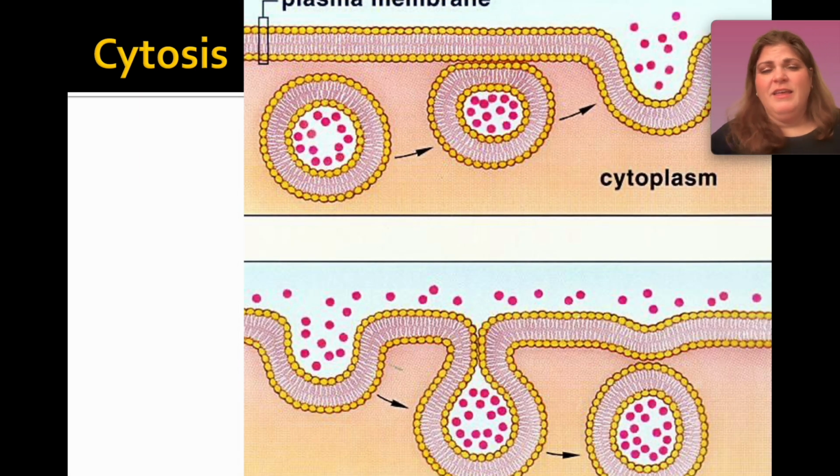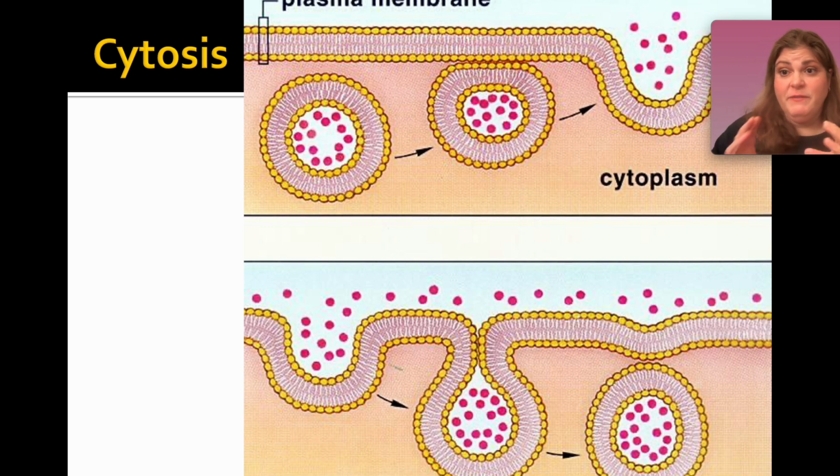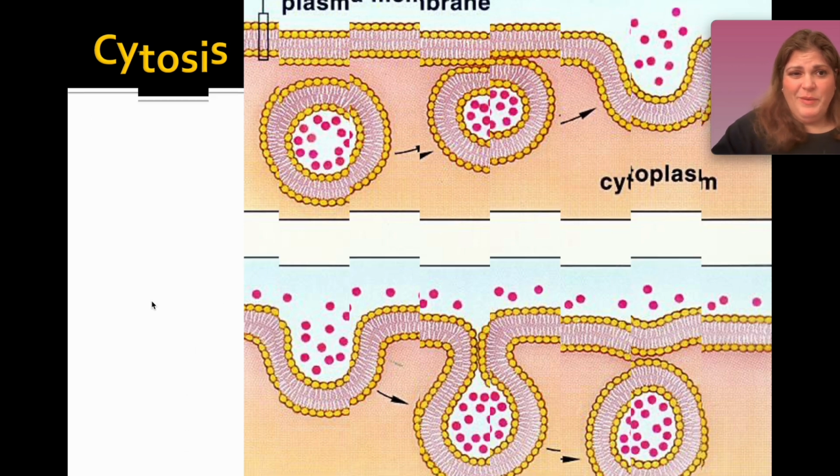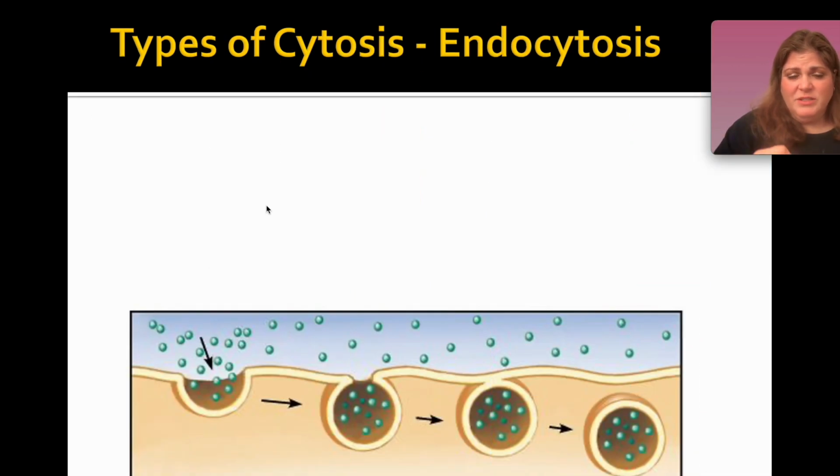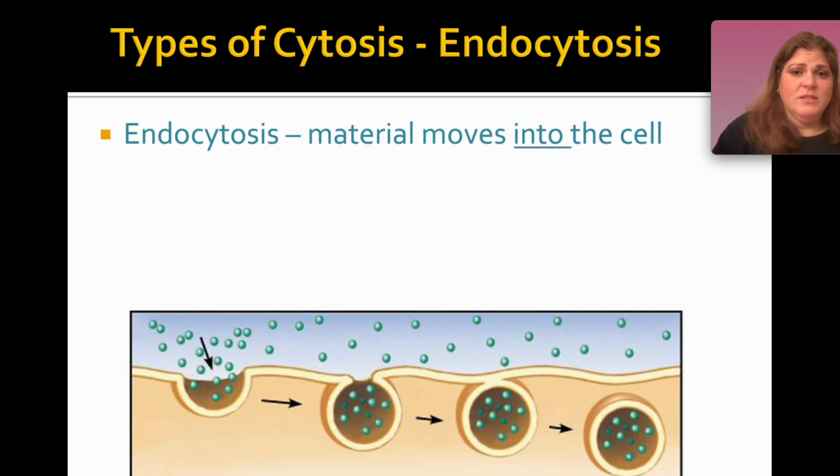Cytosis, again, is when we're moving bulk material. So in this picture, it shows a whole bunch of stuff, but again, it could just be a very large molecule. And so basically the picture is moving in two different directions. The top part and the bottom part are basically the same. So the first one, let's talk about that, is endocytosis. Endo meaning in. So endocytosis is when material moves into the cell.